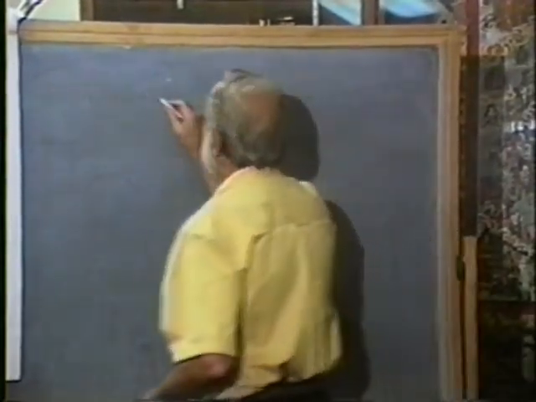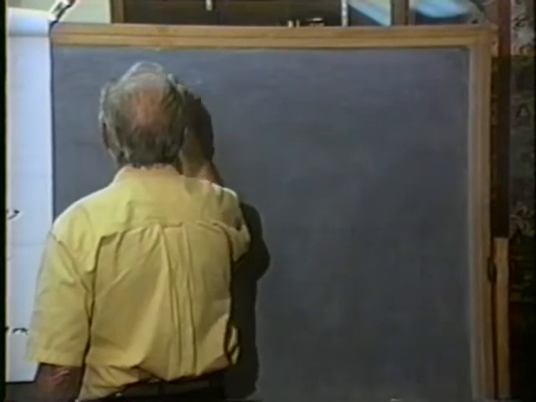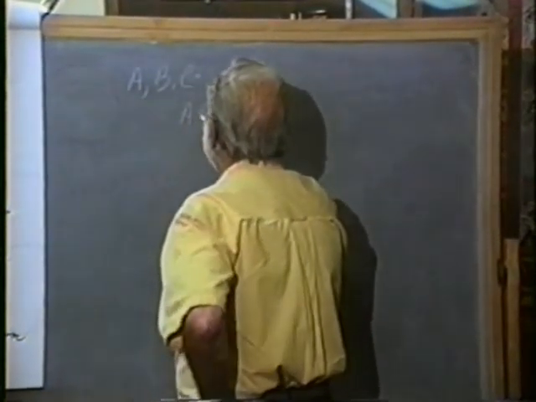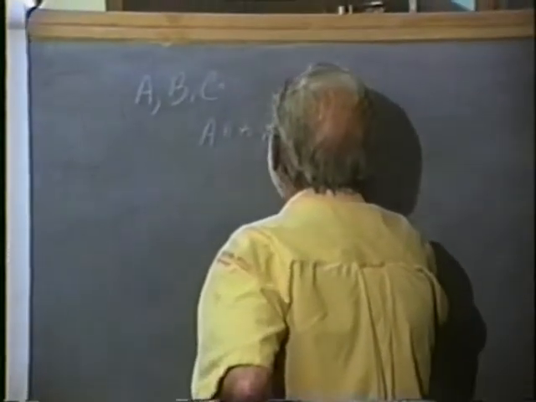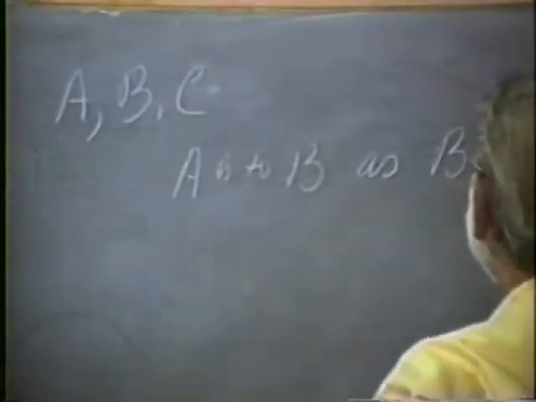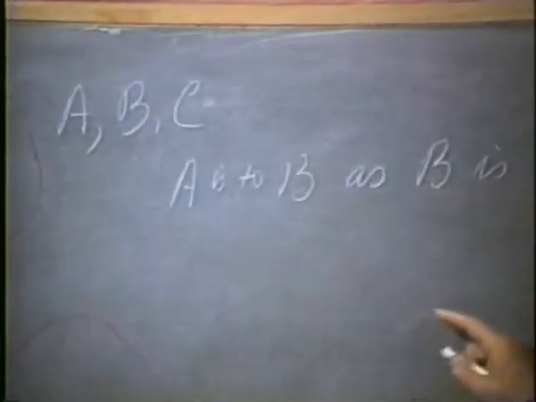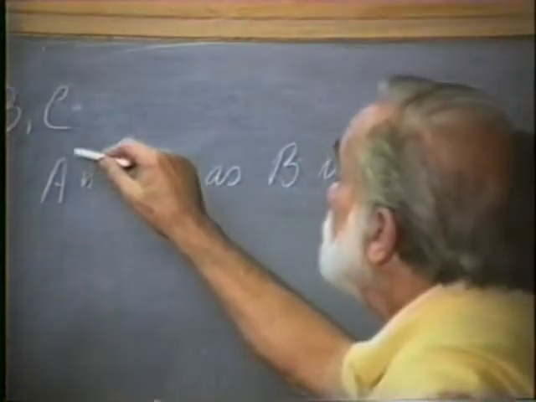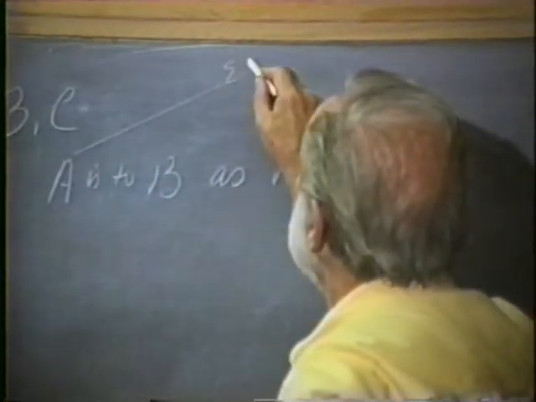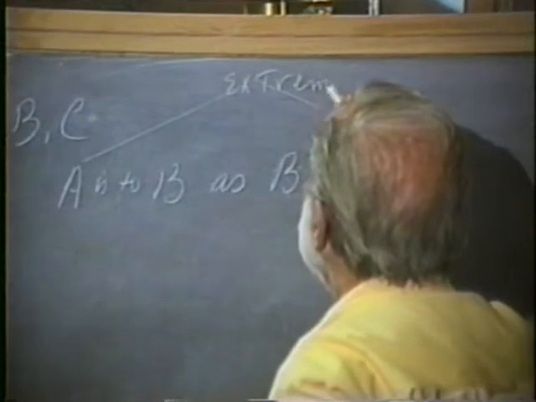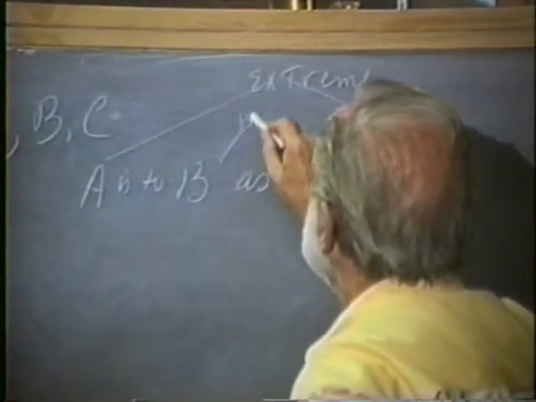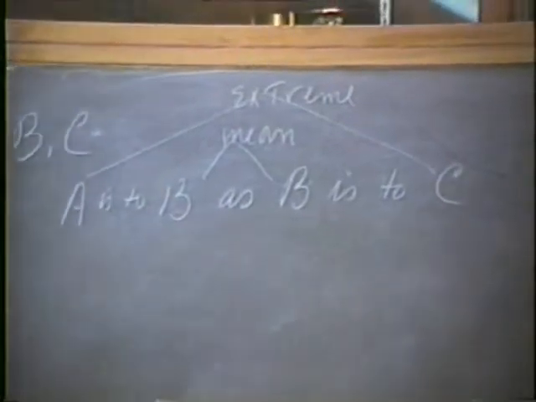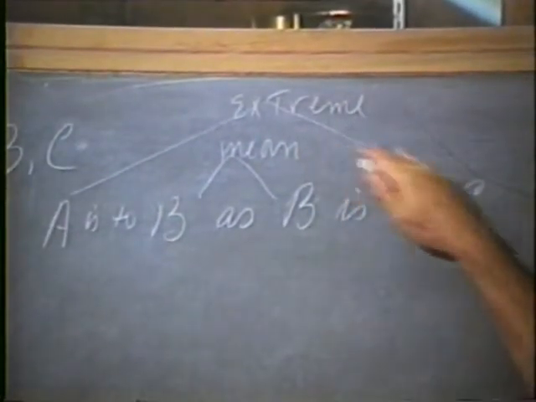Same rules. Three terms: A, B, C. Therefore, we can say A is to B as B is to C. Three terms. Now, this is called the mean analogy because these terms are called the extremes. These are called the means. Therefore, this is called the three-term analogy. It's also called a mean analogy.